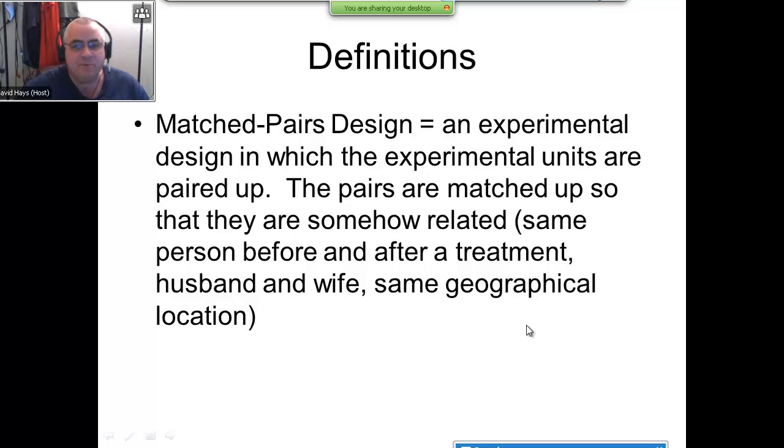Now we have matched pairs design. This is an experimental design in which the experimental units are paired up. Pairs are matched up so that they're somehow related. Same person before and after treatment, husband and wife, same geographic location. Sometimes when you're comparing two different individuals, it's hard to compare the results because they are actually two unique individuals, and results that one person may have, another person won't. One person is allergic to peanuts. You give them the nuts, and they'll fall over dead. The next person isn't. So that's why it's kind of hard. With matched pairs, you try to get some kind of way to pair them up, such that the results are more meaningful.